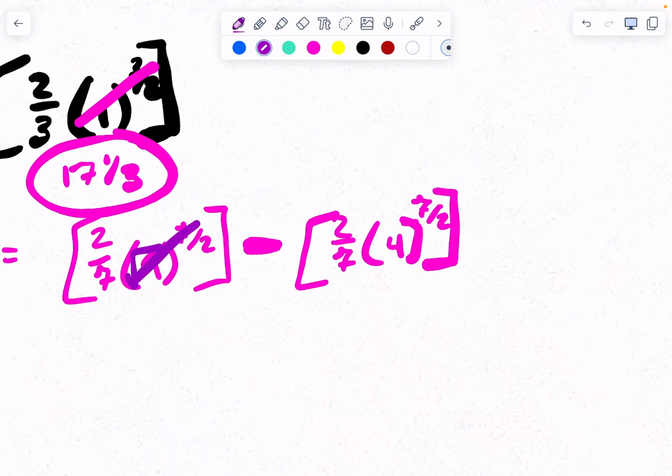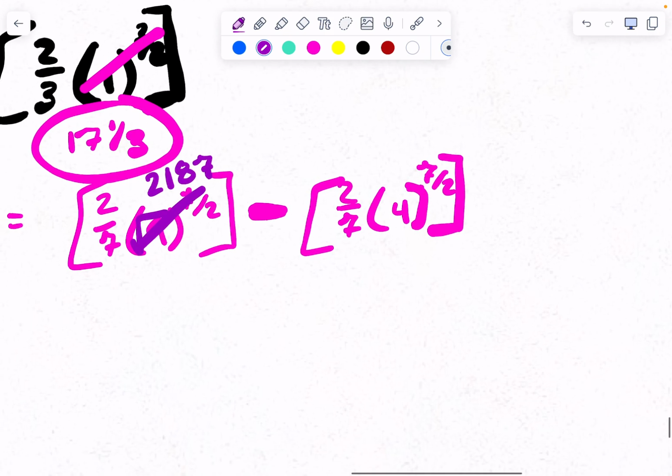What's 3 to the 7th power? Somebody do it. 9 times 9 times 3. Oh boy, that's a big number. 2187. Okay, while you're on it, multiply that by 2 and divide by 7. 624.86. We'll stop.